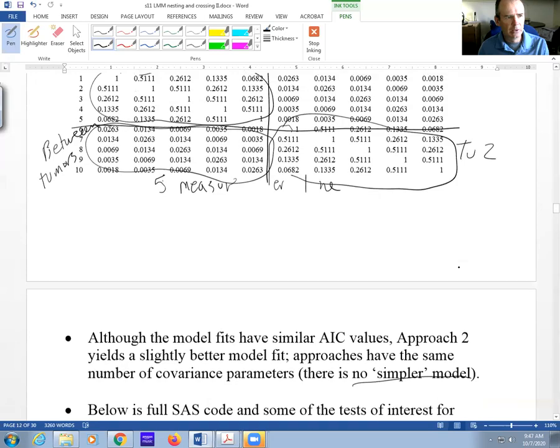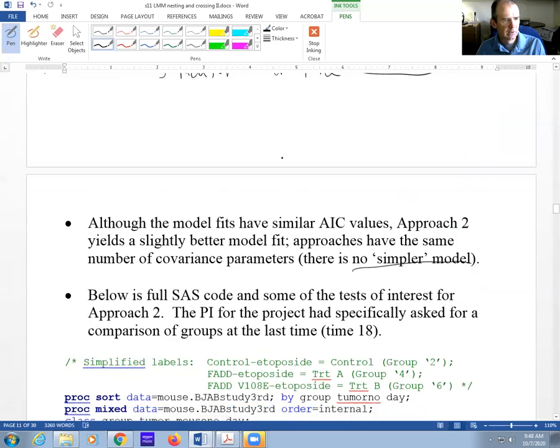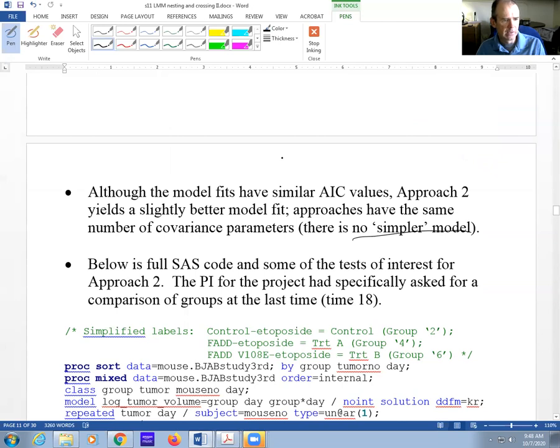The one thing though, we used the unstructured here for the tumors. If they were nested, would there be a reason to believe that the variance for the first and second tumors placed in the mouse would be different if they're randomly placed in there? I don't think so. So that's one way you could modify this, if it were available, you could try a CS structure instead of the unstructured for the tumors, if that nested design was actually used. So some of the talking points here I'll get to in a second.